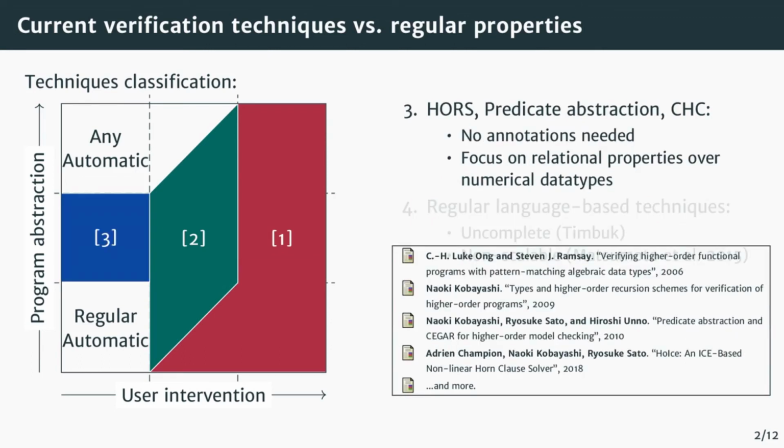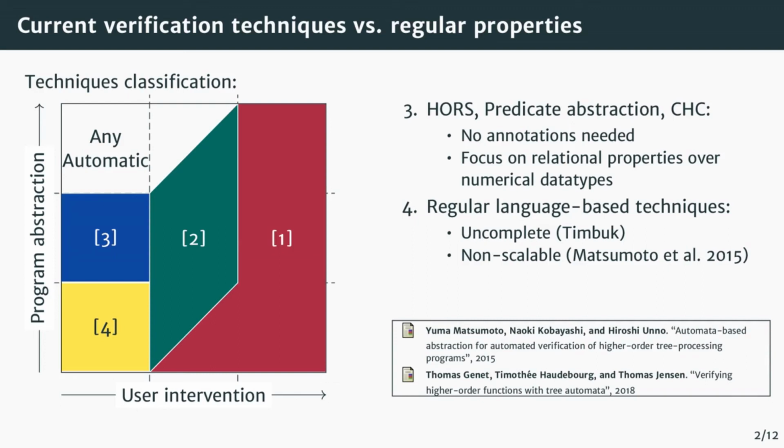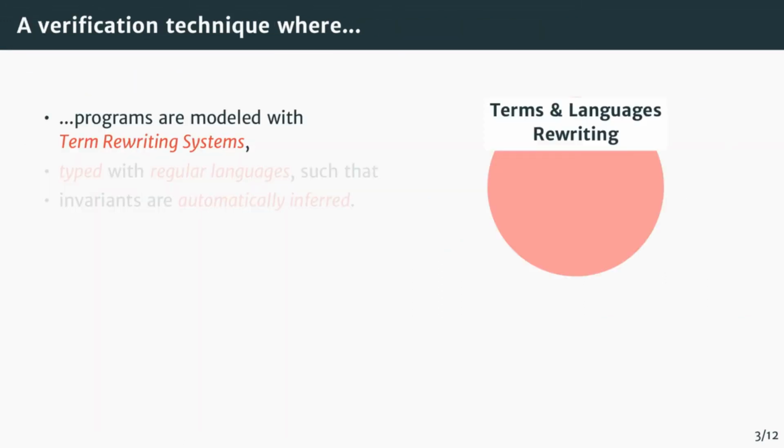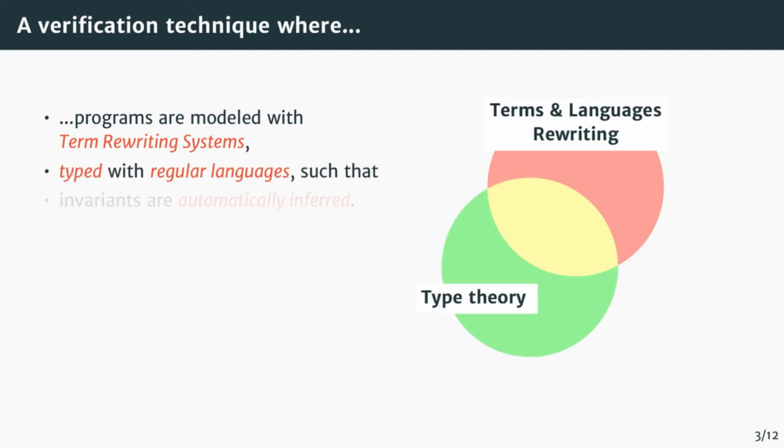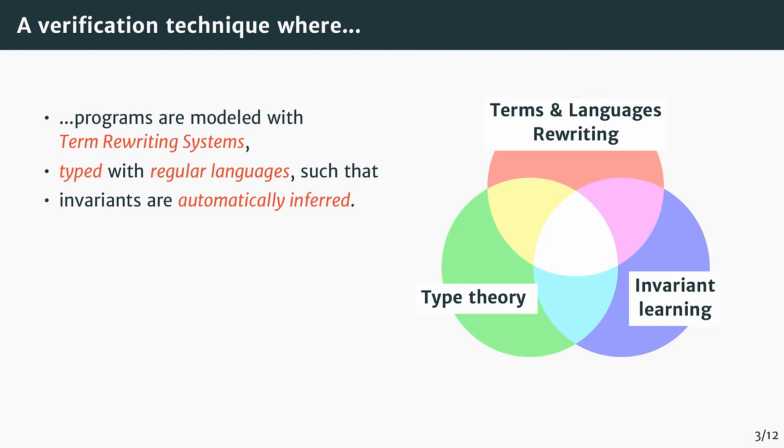Fully automated techniques have been developed around higher order model checking, predicate abstraction, and more. These techniques do not require any annotations, but mainly focus on relational properties over numerical data types, and are generally not good at verifying regular properties over algebraic data types. There have been some attempts at the fully automatic verification of regular properties, including our previous work Timbuk. However, these techniques are incomplete and not scalable. In our paper, we propose a new technique that is complete on regular properties and modular to scale better. In our work, we use term rewriting systems to model programs and their semantics, and we use regular languages of terms as types, which we are able to automatically infer using a regular invariant learning technique.